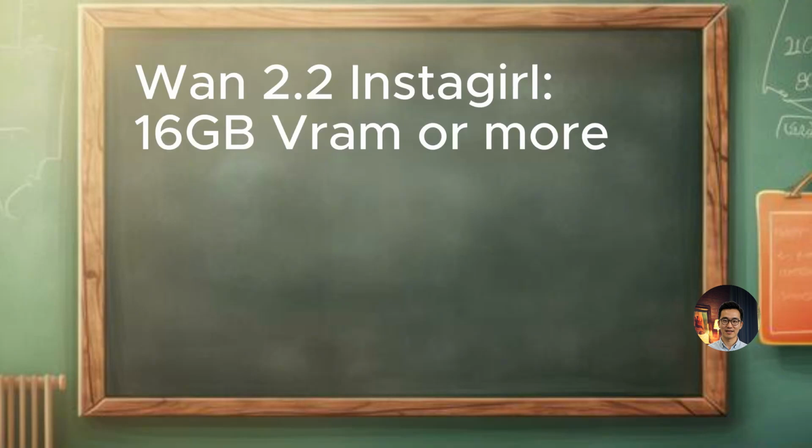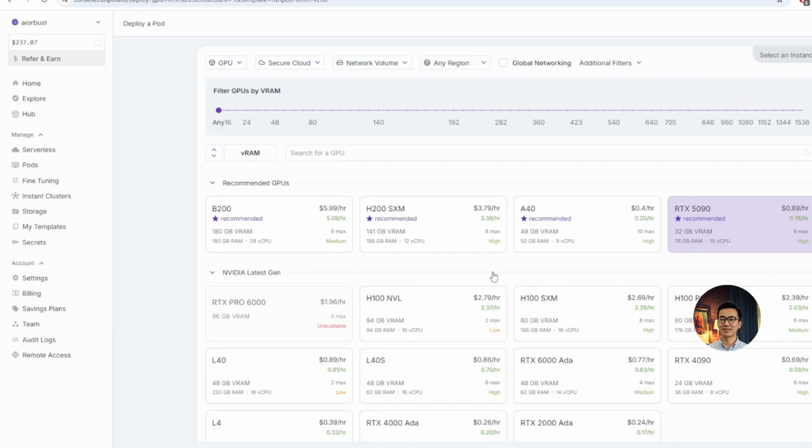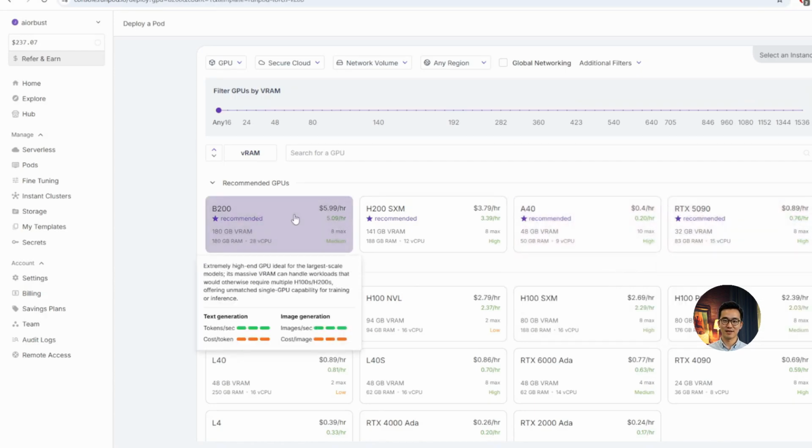Now, for the VRAM requirements, to run the WAN 2.2 model smoothly in Comfy UI, you'll need more than 16 GB of VRAM, but for training, you'll need a minimum of 24 GB of VRAM. And I highly recommend going above that if possible. And since not everyone has access to 24 GB or more locally, we're going to be using Runpod with my setup and choose a much higher GPU setup in Runpod to run our LoRA training.